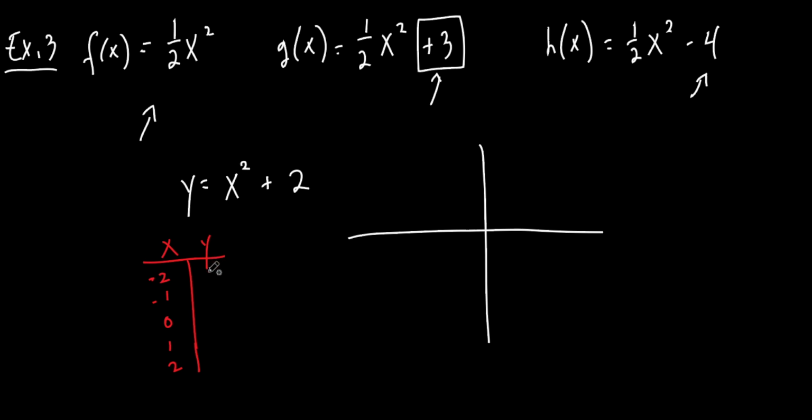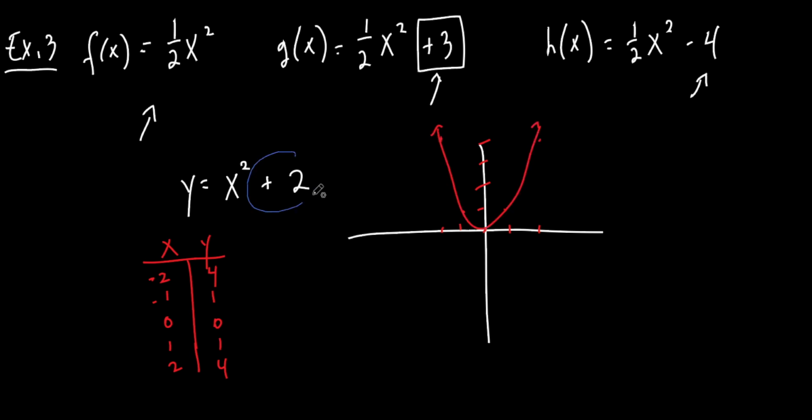So what is this? This is going to be 4. It's going to be 1. It's going to be 0. It's going to be 1. It's going to be 4. Agreed? So -2, 4 is going to be right here. -1, 1 is here. 0, 0, 1, 1, and 2, 4. All right, so there's your parabola, your regular everyday parabola.